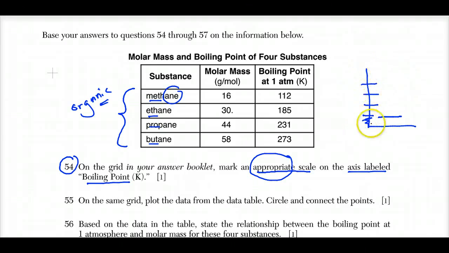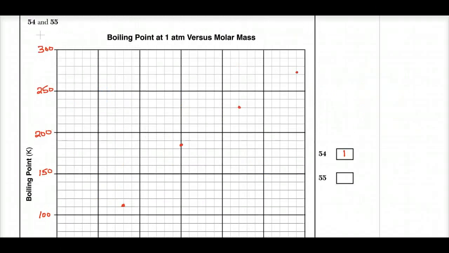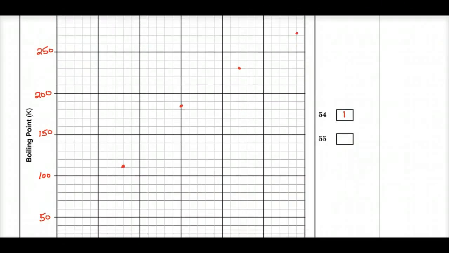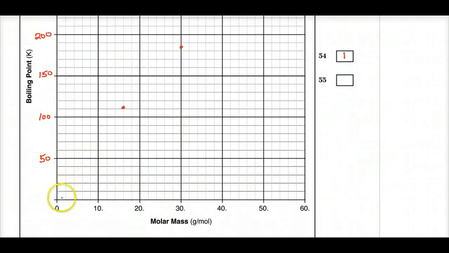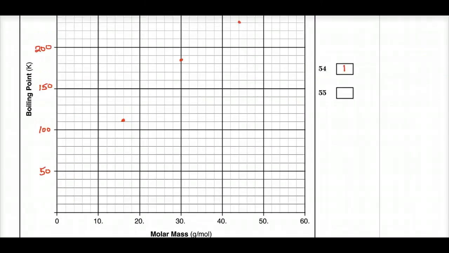It's good practice to use the entire graph if you can, but as long as you show the trend, you don't have to. And as long as your labeled scale is continuous with no breaks, you'll get the point. So for 54, there's my appropriate scale, 300. I did 50 per box, kind of makes sense. 1, 2, 3, 4, 5. Each box was 10, nice and easy. They normally give you a nice way to do that.